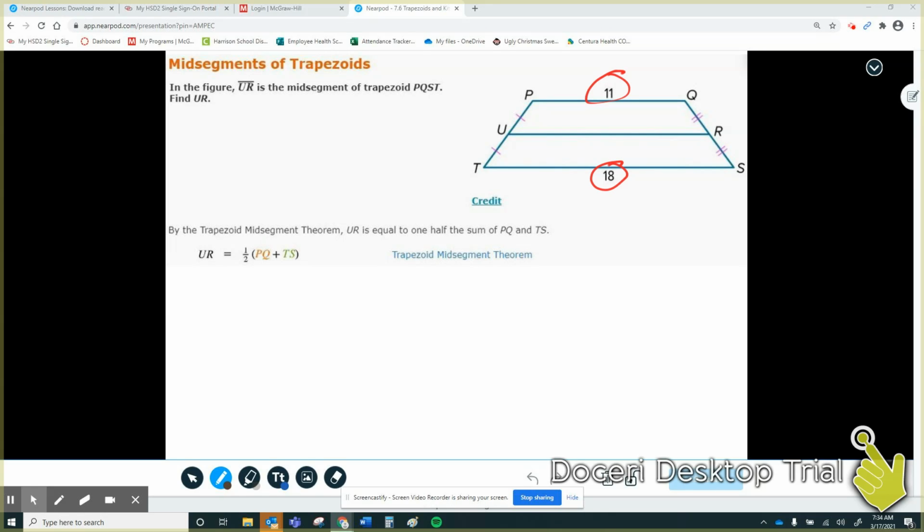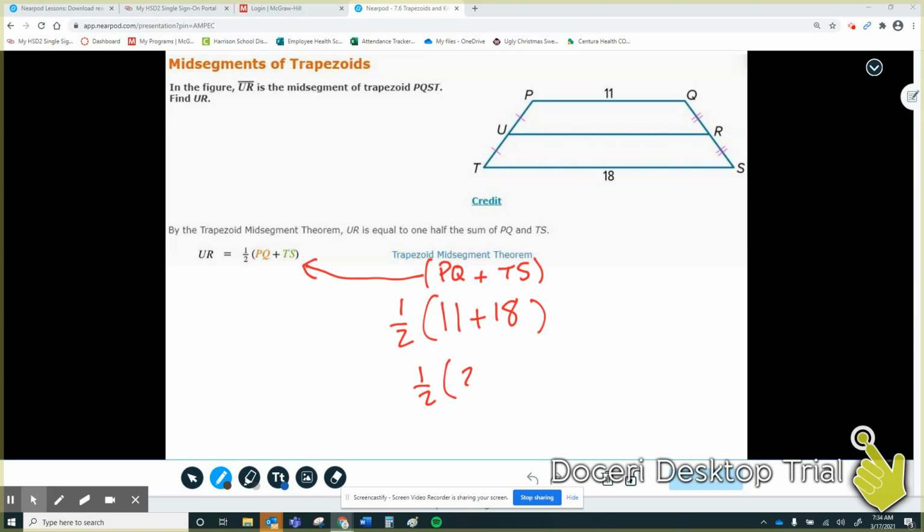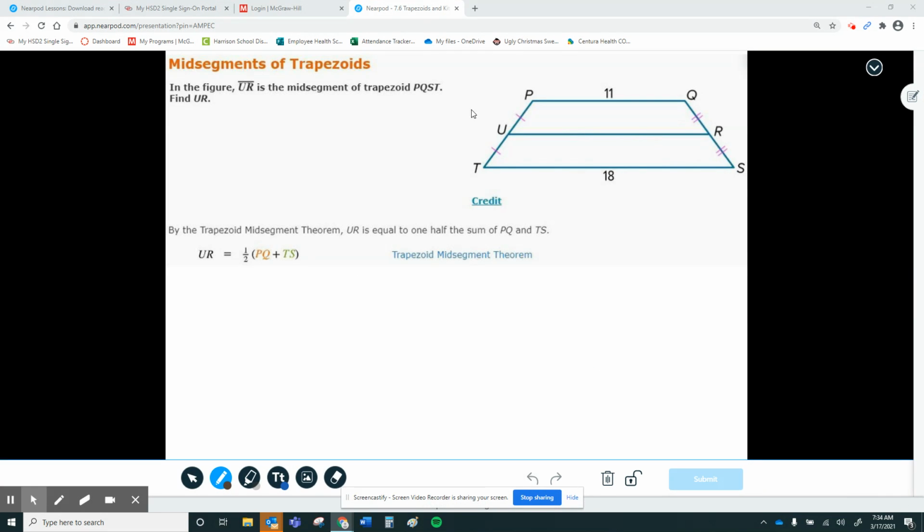I'm going to add 11 plus 18 and divide it by 2 if I am looking for the midsegment. 11 plus 18. Again, 11 comes from PQ. 18 comes from TS. Just like it says over here. And then we need to multiply it by 1/2. So we have 1/2 times 11 plus 18, which is 29. Half of 29 I get is 14.5, meaning that the midsegment is 14.5 units long. So that's how we can find the midsegment.